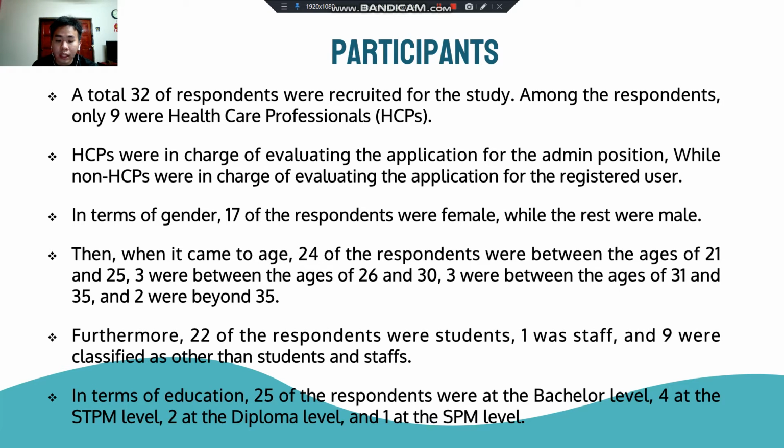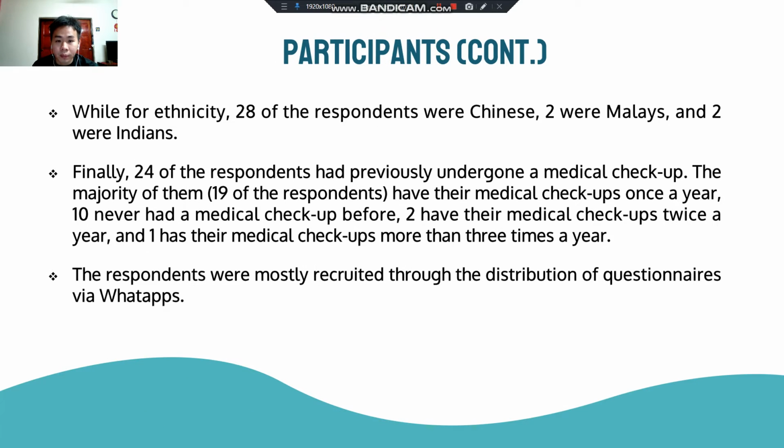In terms of education, 25 of the respondents were at the bachelor level, 4 of them at the STPM level, 2 of them at the diploma level, and 1 of them at the SPM level. While for the ethnicity, 28 of the respondents were Chinese, 2 were Malay, and 2 were Indian. Finally, 24 of the respondents have previously undergone a medical checkup.